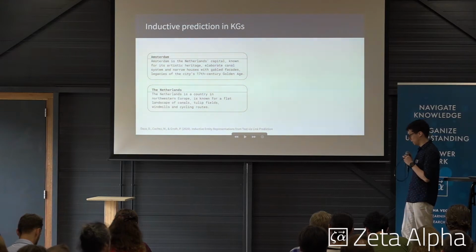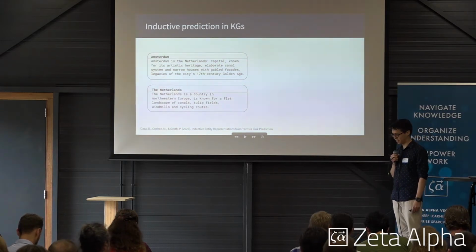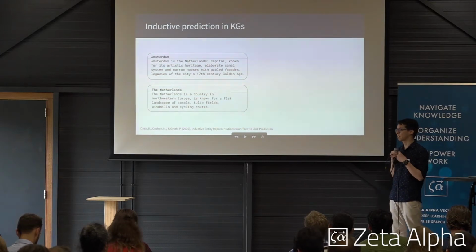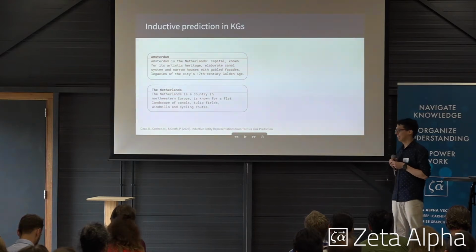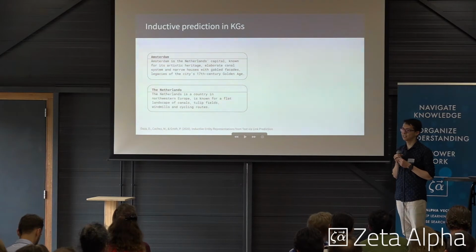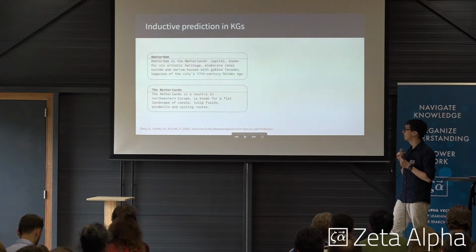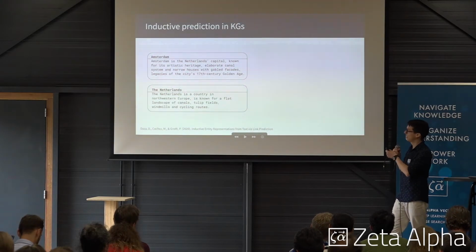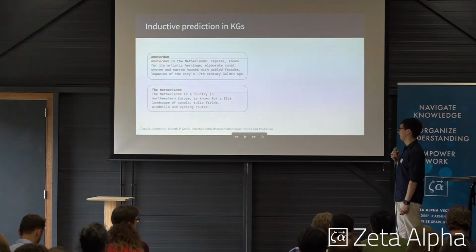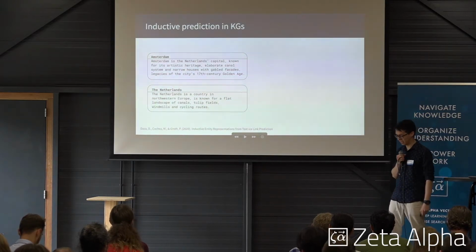So we call this a scenario where a new entity appears, the inductive scenario. We would like our methods to generalize to things that were not seen during training. The idea here is to use information that is additionally available in knowledge graphs, in this case, textual description. Here again, we have our two entities, Amsterdam and the Netherlands, and we have textual descriptions for them that are taken from Wikipedia.